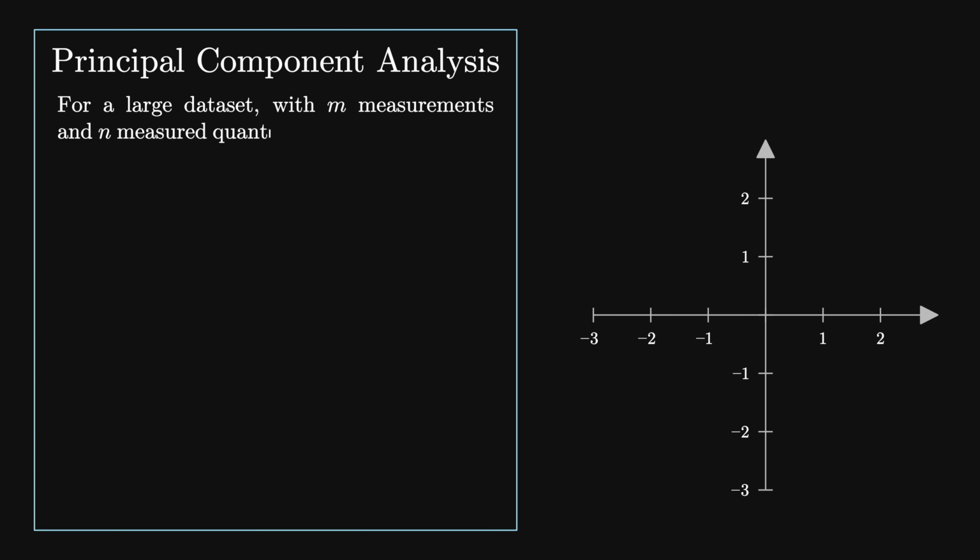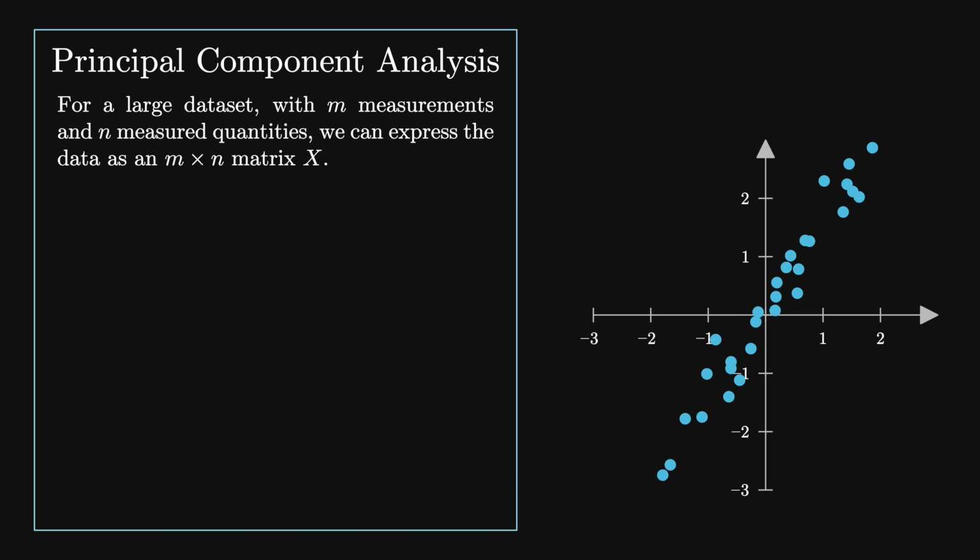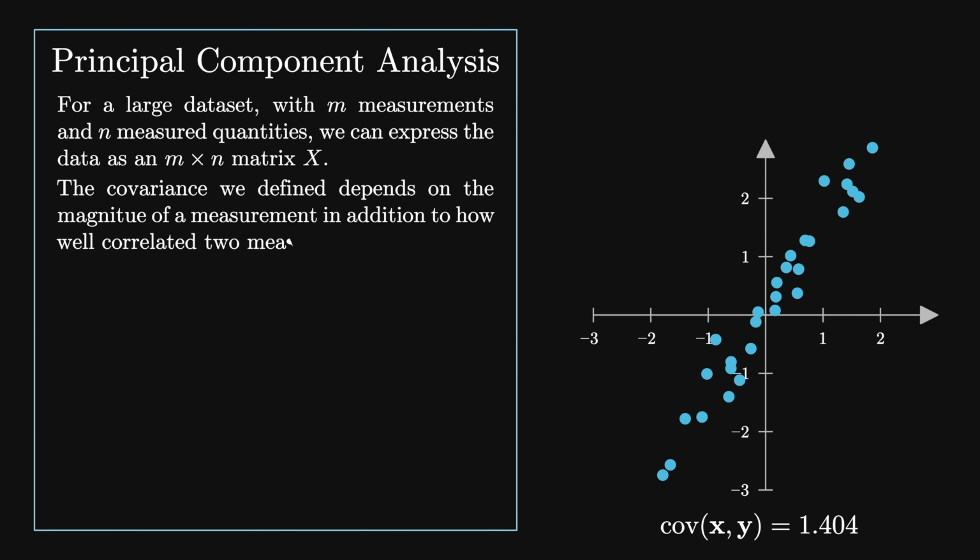For example, we have a large data set with m measurements and n measured quantities. We can express this data as an m by n matrix X. This data has covariance 1.404. In general, covariance depends on the magnitude of measured quantities. So a measurement with a large expected value might overshadow one with a smaller value.